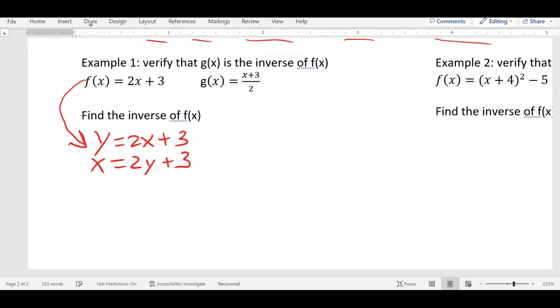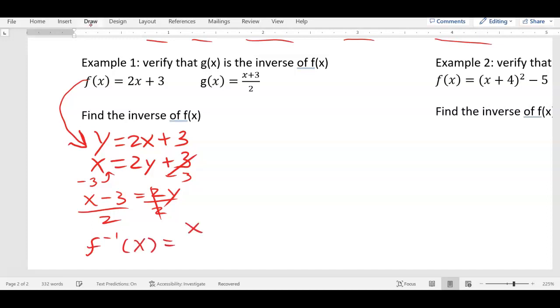Okay, what do I do first to solve for y? The loner is 3, so what do I do? I already switched them. Now how do I solve for y? What do I get rid of? Okay, how? Minus 3, minus 3. So x minus 3 over here equals 2y. How do I get rid of the 2? Divide by 2. So I'm going to write f inverse x equals x minus 3 over 2.